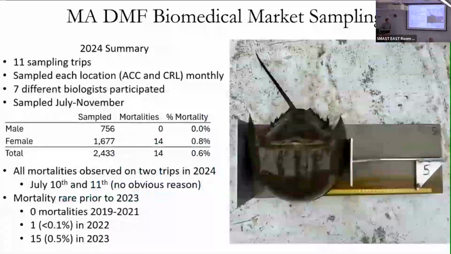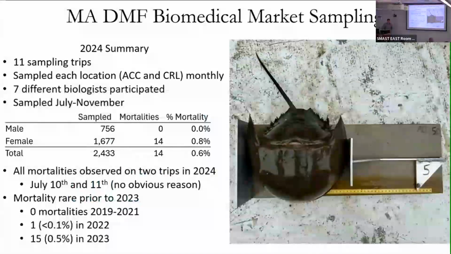So, summary of the pre-bleeding mortality. Market sampling, sorry. 11 sampling trips, sampled both spots once per month, Charles River and Associates Cape Cod. 7 different scientists participated, sampled July to November. Sampled over 2,400 crabs. We saw 14 mortalities for a 0.6% mortality rate. All mortalities were observed in 2 trips on back-to-back days, where there was no obvious reason. We looked at temperature and other factors, but couldn't really figure out a reason why.